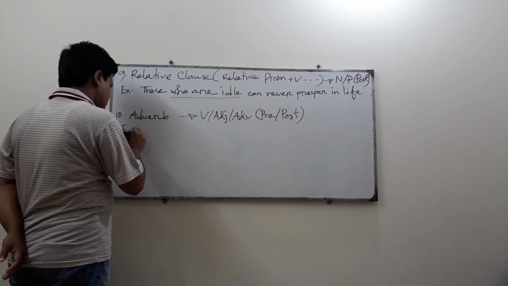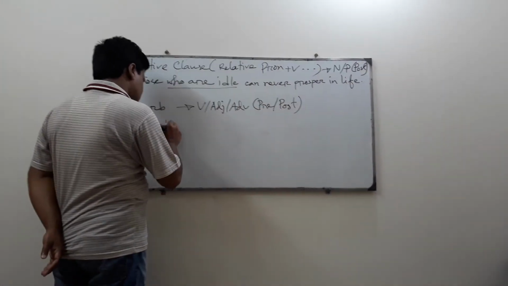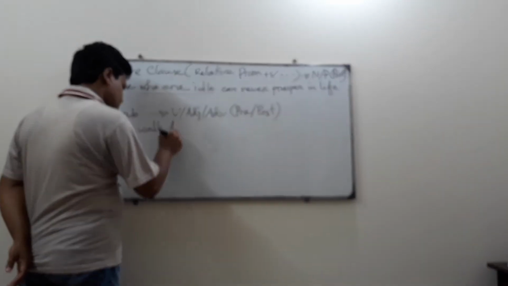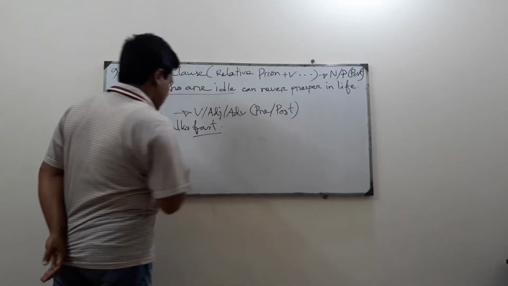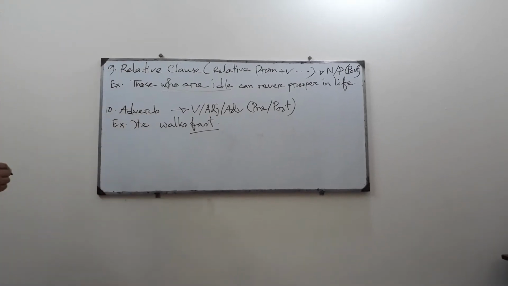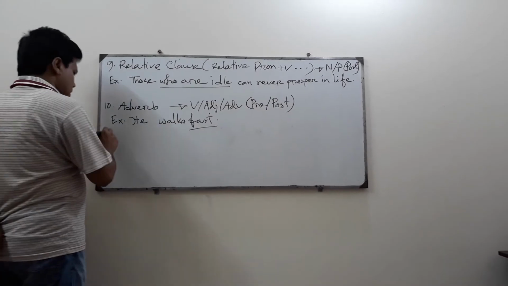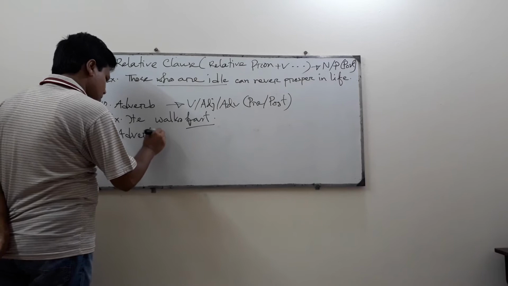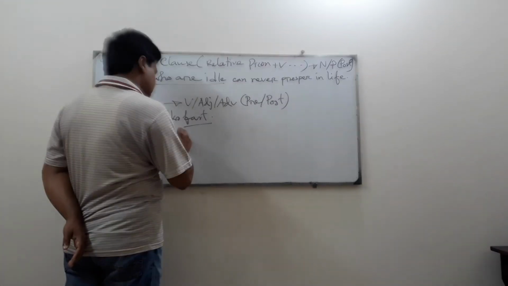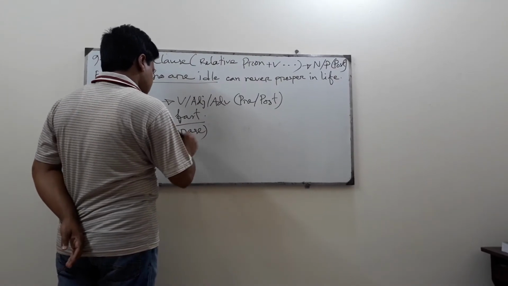Example, he walks fast. Here the word or adverb fast has modified the verb walks. Number 11, adverbial or adverbial phrase. Adverbial or adverbial phrase.